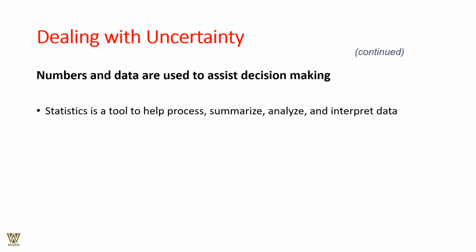So numbers and data are used to assess decision making, and if we need to iron out this uncertainty altogether, we are utilizing numbers, we are utilizing data. Statistics is the tool to process, summarize, analyze, and interpret data. So what are we looking into? We are trying to process, summarize, analyze, and interpret data. Whenever we do this, the process is known as statistics.